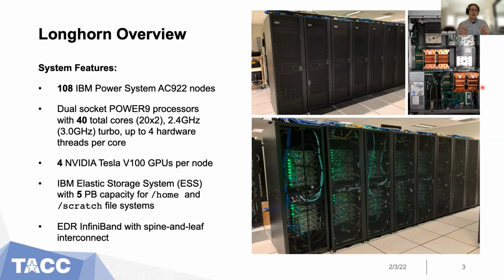And then similar to Corel, we have this IBM Elastic Storage with 5 petabyte capacity. We've got it in a couple partitions. We have our Scratch partition on there, as well as our home partition. And then the work file system is also mounted, but Longhorn's actually in another data center on the J.J. Pickle campus. So that work file system mount is over a slower network than some of the other machines. Our general guidance, if you're using Longhorn, but much like the other machines as well, is you're going to want to put your data on Scratch and do the compute from there.